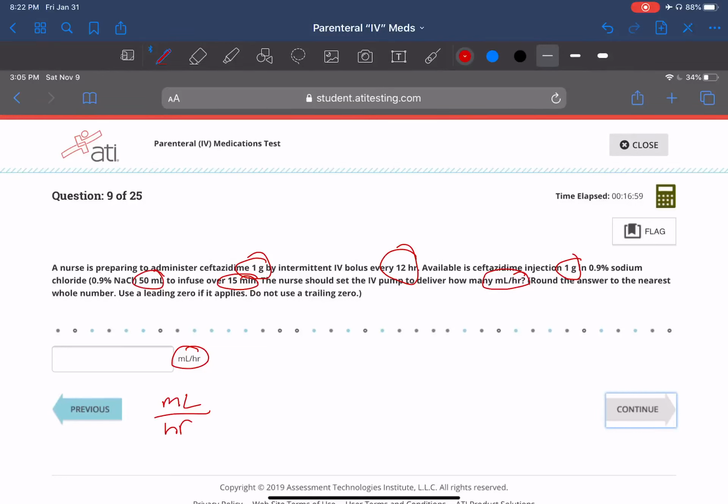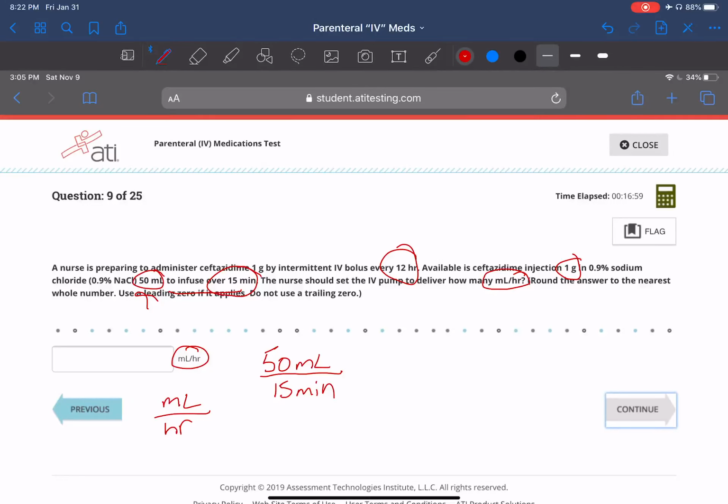So what we need to do is find where that ml is in the problem, because that's the top of our fraction, and we only have one ml here, so it's 50. And you want to make sure to see if that's attached to anything. And if you see right here, it's attached to this 15 minutes. So it's 50 ml to infuse over 15 minutes.